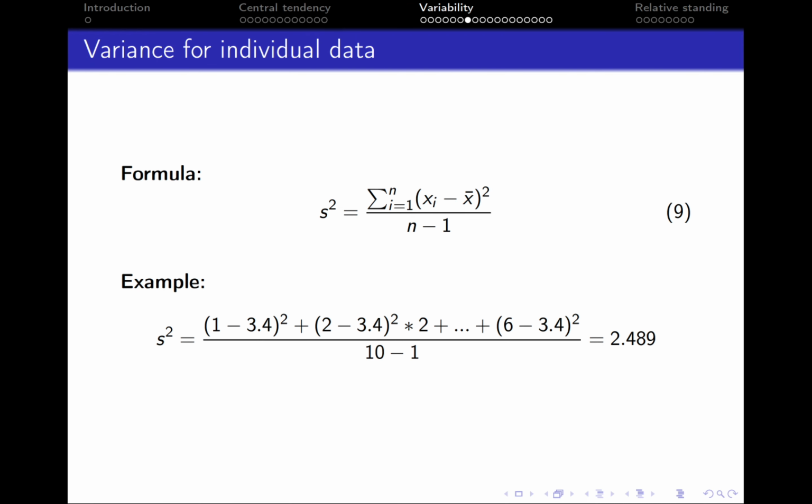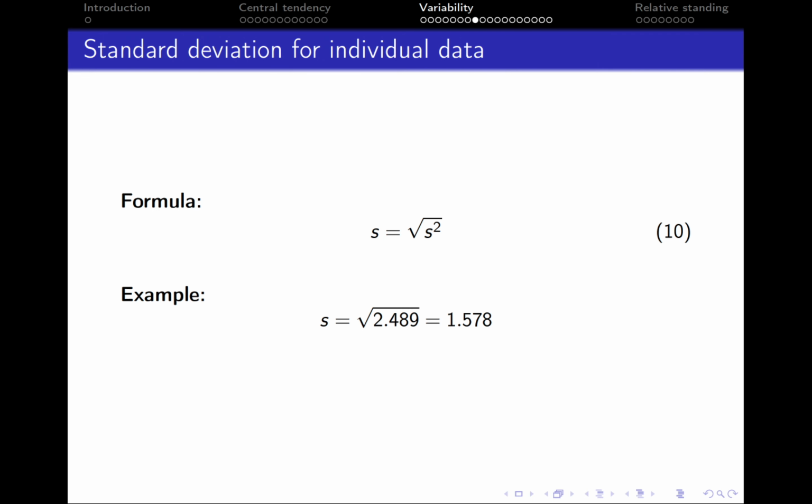We can also calculate something called the variance for individual data, and if you look at the formula, it's very similar to the mean absolute deviation. It's just that instead we square the difference between the individual value and the mean value, and we divide by n minus 1, so the number of observations minus 1. If we use the data from the table and use the formula, we get the following result. The variance for this specific individual data set is equal to 2.489.